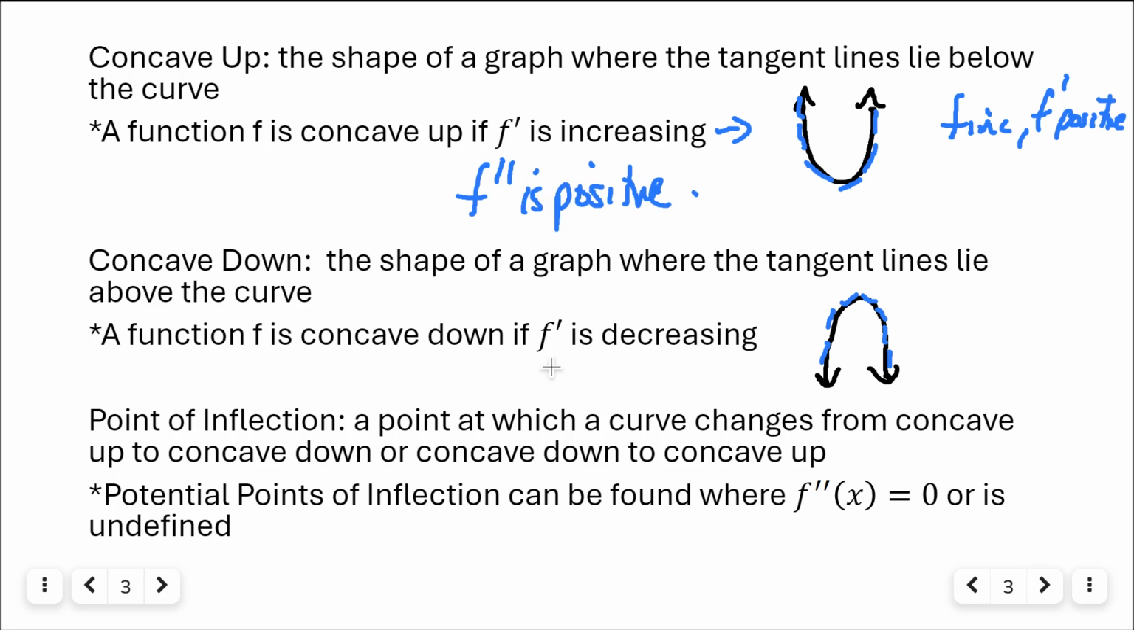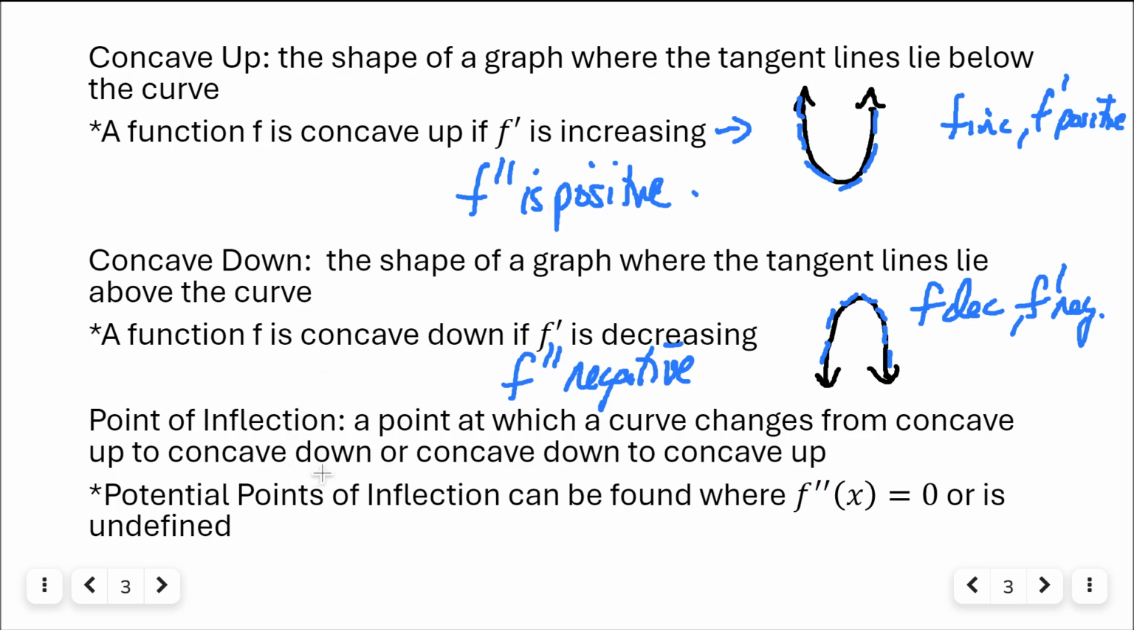A function is concave down if f prime is decreasing. Well, think about it. When f is decreasing, f prime is negative. That's what my first derivative test says. So if f prime is decreasing, then f double prime, the next derivative, must be negative. This literally sounds like the first derivative test, but using the second derivative instead of the function with its first derivative.